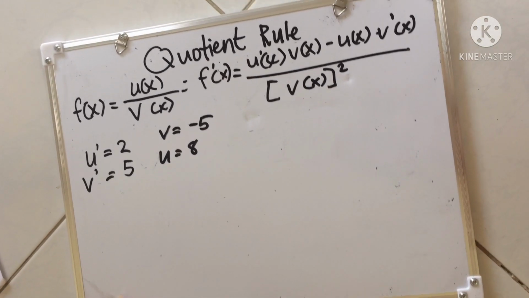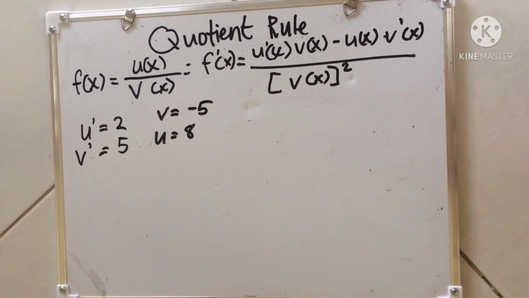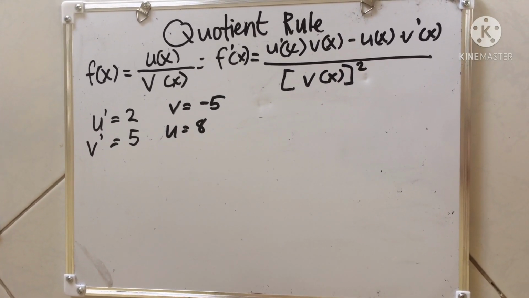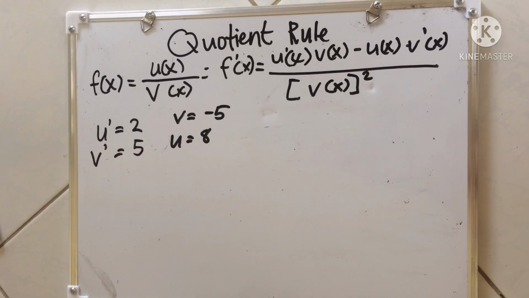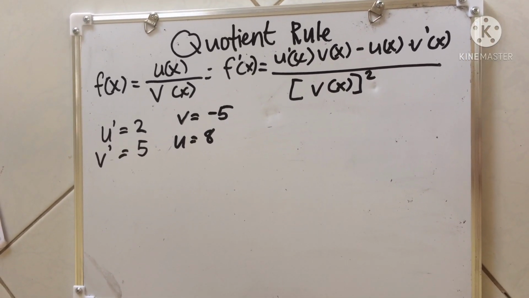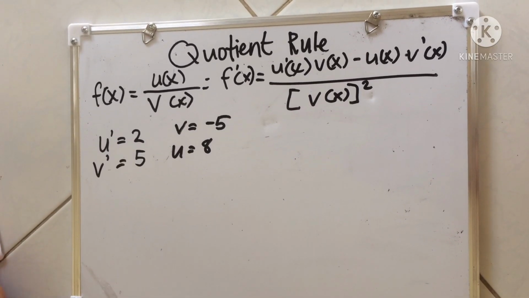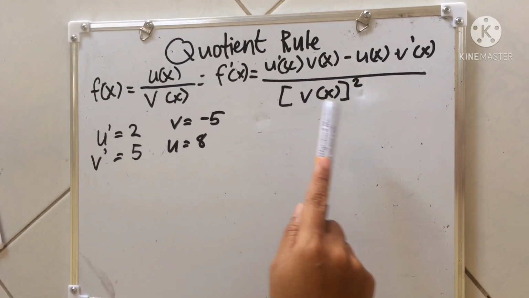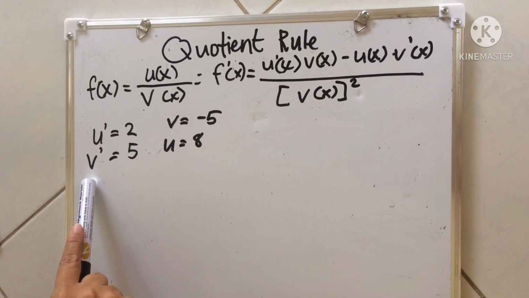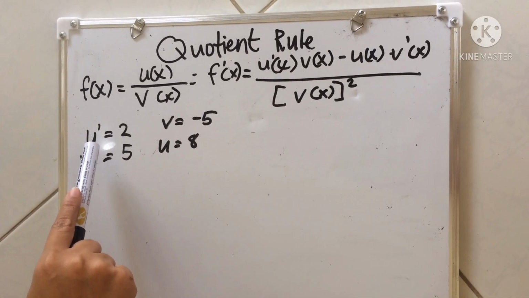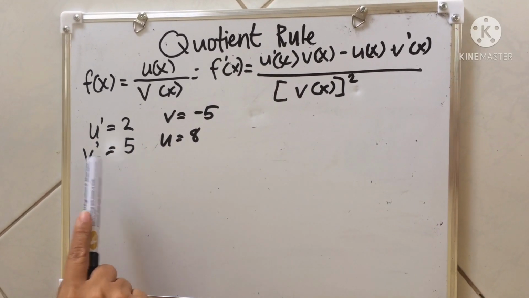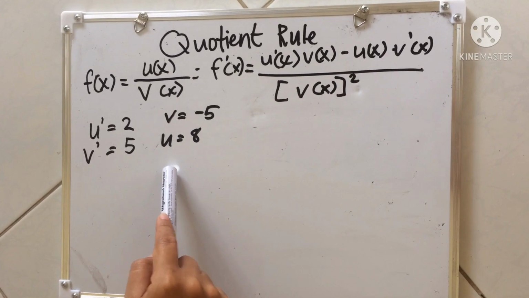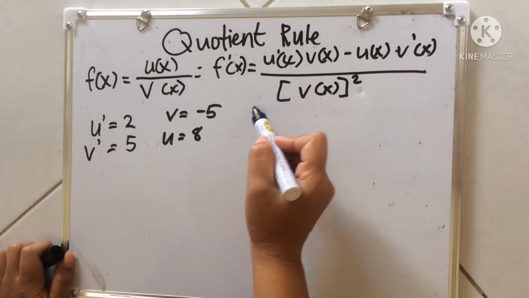In the quotient rule, if f of x is equal to u of x over v of x, then f prime of x is equal to u prime of x times v of x minus u of x times v prime of x, all over v of x squared. So for example, if we have the given u prime equals 2 and v prime is equal to 5, then our v is equal to negative 5, then our u is 8. So let's use this formula.